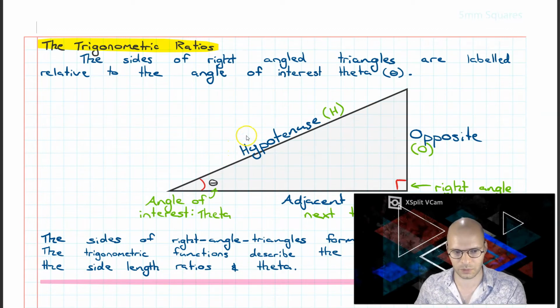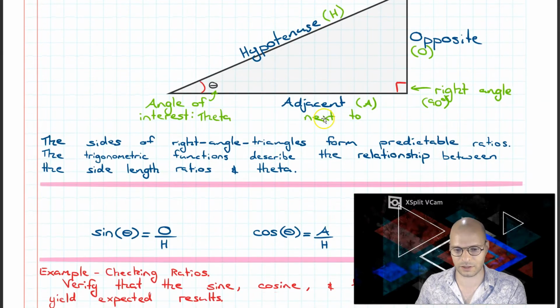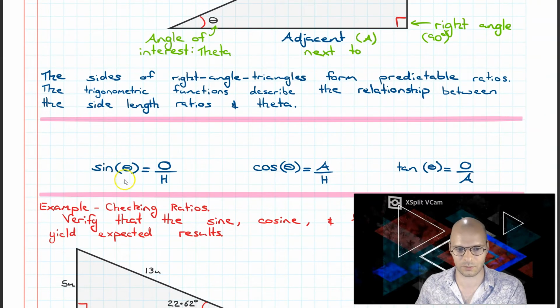Now this is important because the sides of right angle triangles form predictable ratios, and using the trigonometric functions we can describe the relationship between the side length ratios and the angle of interest theta. So what this means is that given a value of theta, we're going to get an expected opposite and adjacent ratio, so opposite divided by adjacent. We're going to get an expected opposite divided by hypotenuse, and adjacent divided by hypotenuse. Now these are described by the trigonometric functions, or as some people like to call them, the ratios.